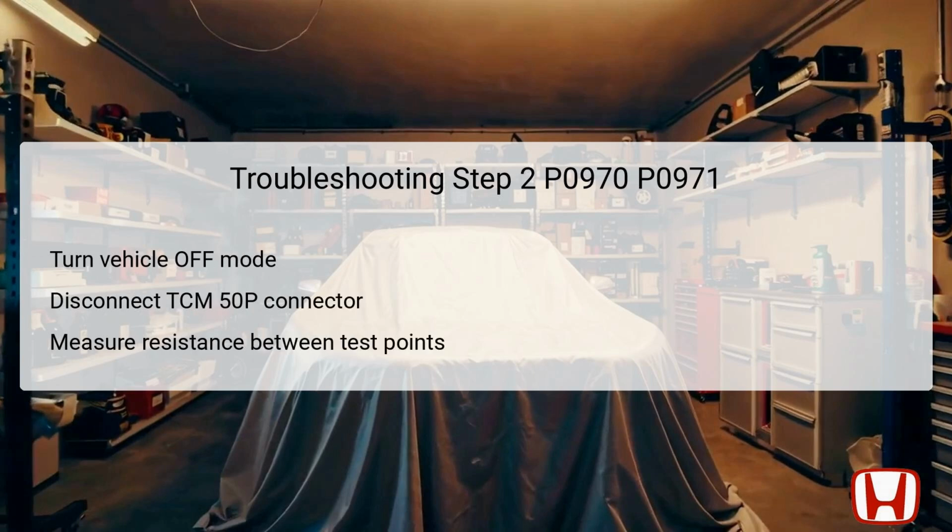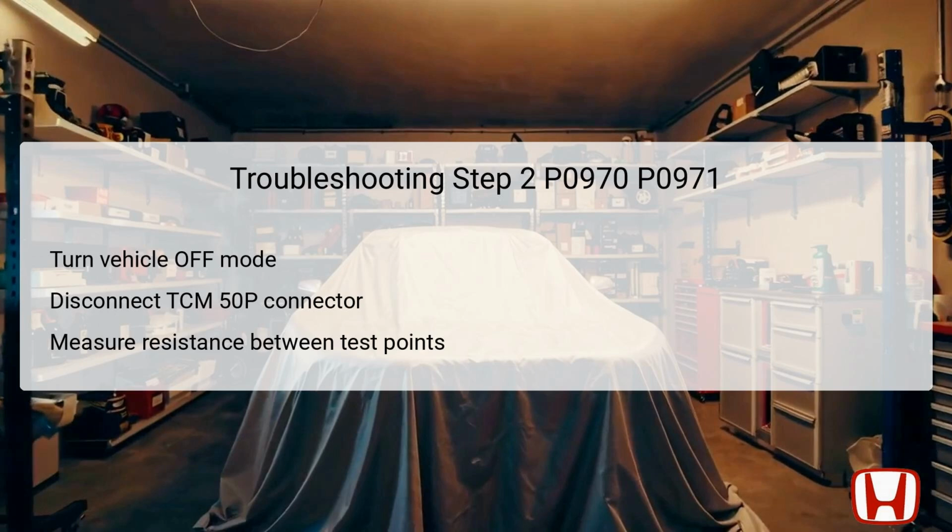In the second troubleshooting step, the focus shifts to assessing potential failure areas in relation to the TCM and the pressure control solenoid connection. Begin by turning the vehicle off and shifting the ignition to the off lock mode for safety. Next, disconnect the TCM transmission control module 50P connector, which is crucial for isolating the electrical circuit related to these DTCs. Once disconnected, measure the resistance between test points specified in the diagnostic procedure, namely between TCM connector number 13 and the body ground. The resistance should fall within the range of 4.7 to 5.9 ohms.